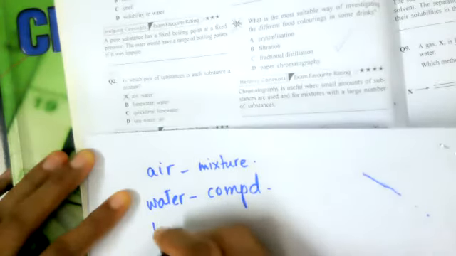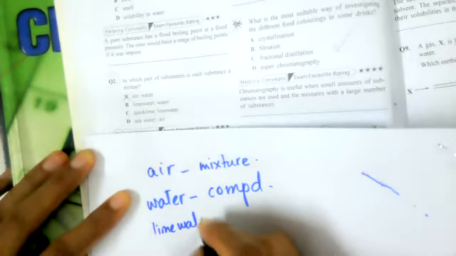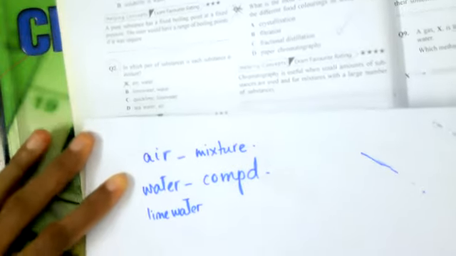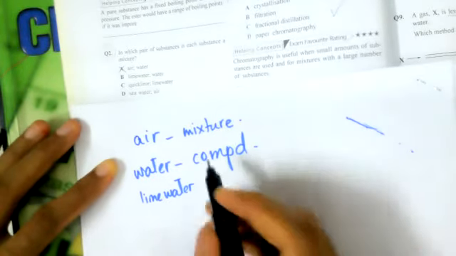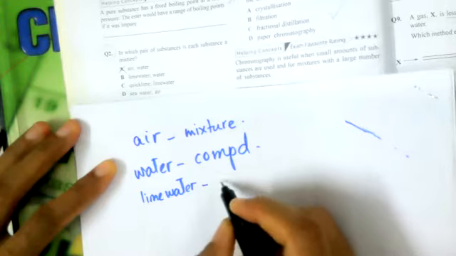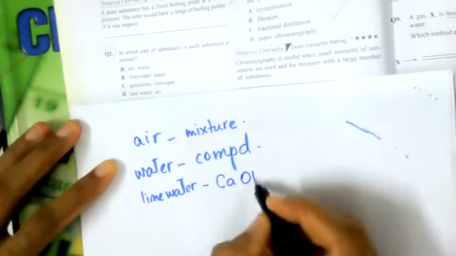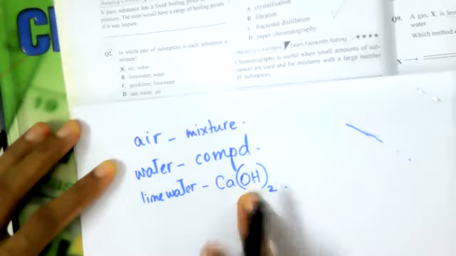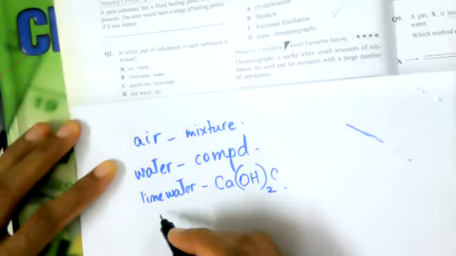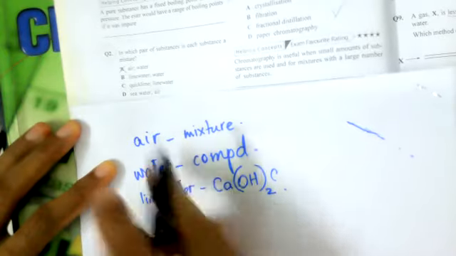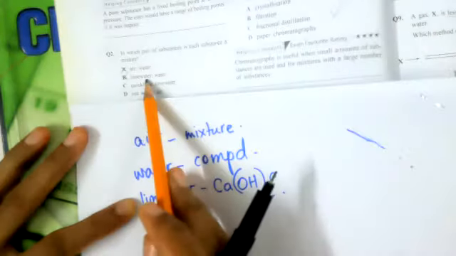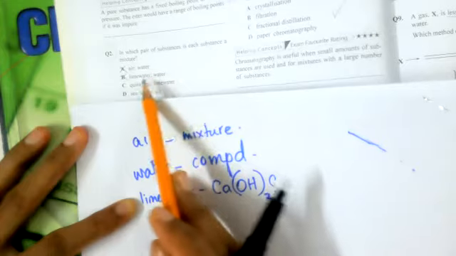What is lime water? Ma'am, it's a compound. Do you know what compound it is? No, ma'am. I think it's calcium hydroxide. It is calcium hydroxide. Okay, so this is a compound. Now what is quicklime? So that means if lime water is a compound, option B is also wrong. Lime water is a compound and water is also a compound. So none of them is a mixture.